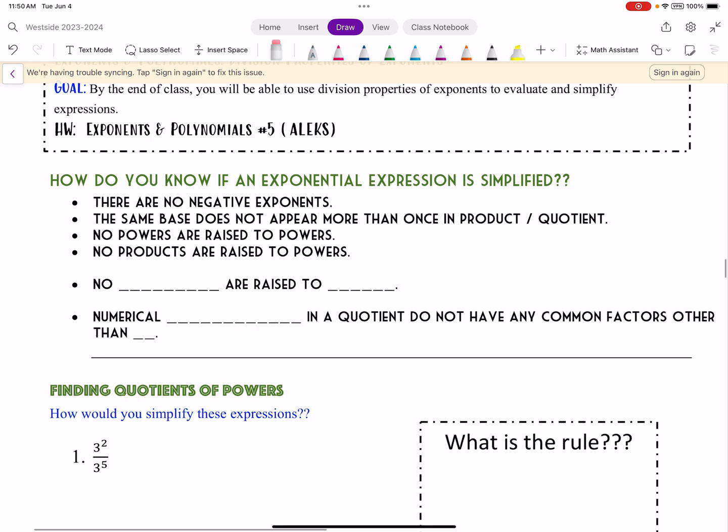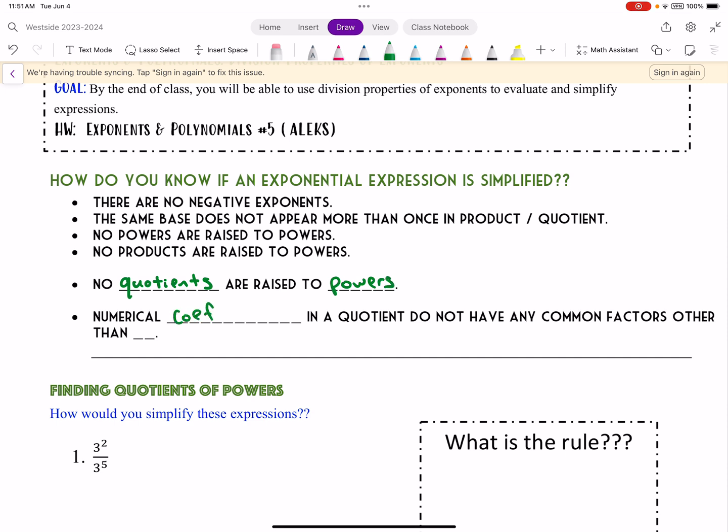So in order to figure out if an exponential expression is simplified, there are a couple of things you want to look for. The first one is there needs to be no negative exponents. The second one, the same base does not appear more than once in a product or quotient. No powers are raised to powers. No products are raised to powers. And then the new one is no quotients are raised to powers.